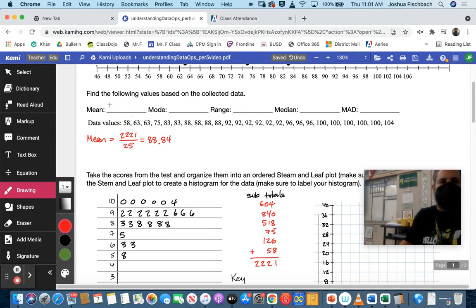Now I'm going to write that in two ways. I'm going to say 88.84, and then I'm going to say approximately 88.8. Because when we're using the mean to calculate the MAD, I think rounding it to the nearest tenth makes it a little easier to calculate, and I think that's accurate enough. I recommend that you guys always use the nearest tenth when you're using your mean to calculate your MAD. So now we have our stem and leaf done. We have our total for our mean done.